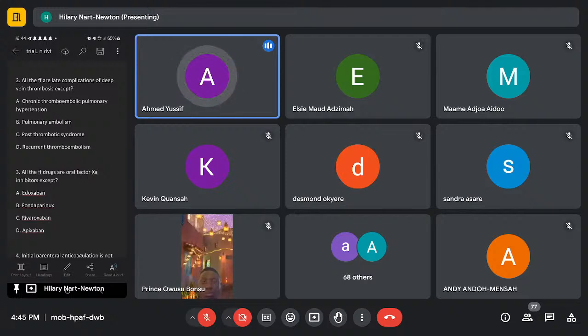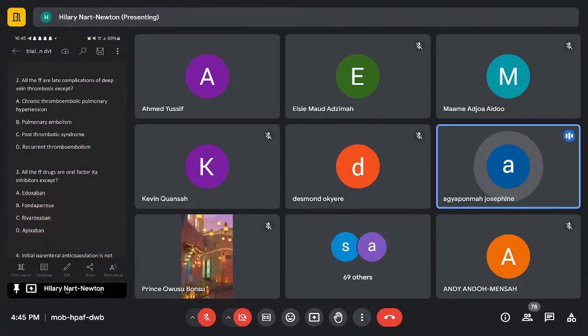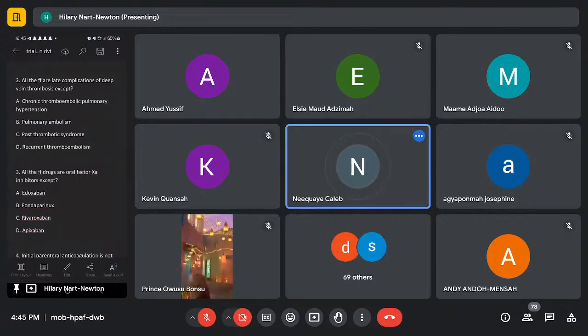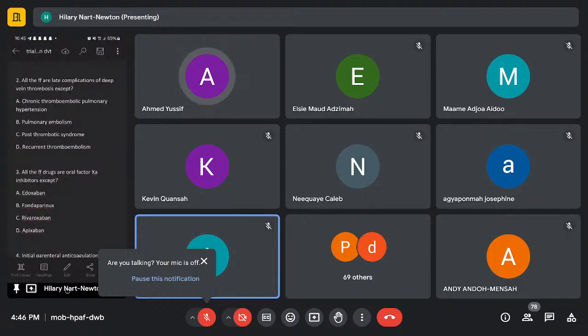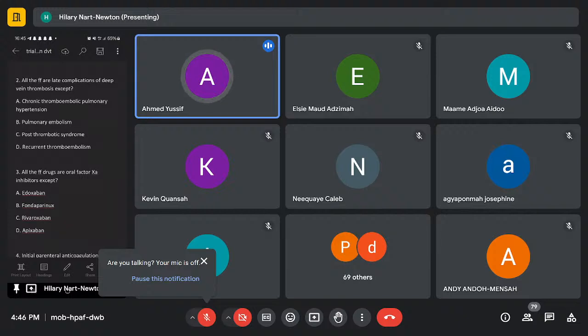Okay. Any other answer? Recurrent thromboembolism. Okay. Any other answer? B. Pulmonary embolism. Okay, pulmonary embolism. That's true.